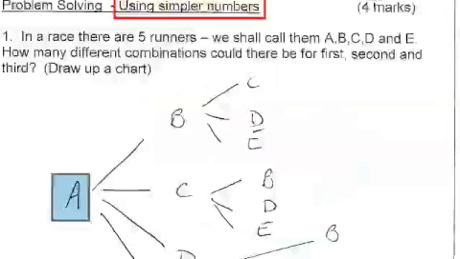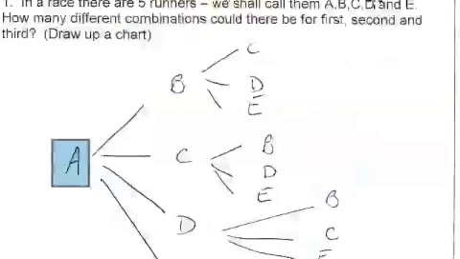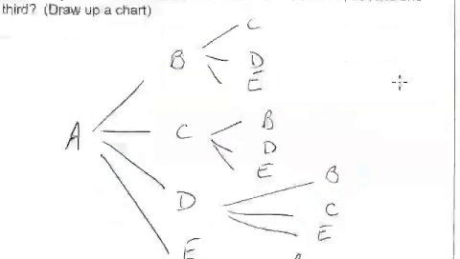Now altogether, thinking about that, if A were to come first, then that gives us 12 possible options. So let me just write the number 12 there. So that gives us 12 possible options, with A coming first.